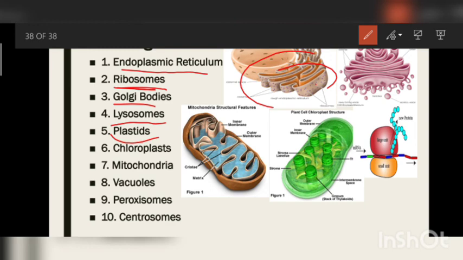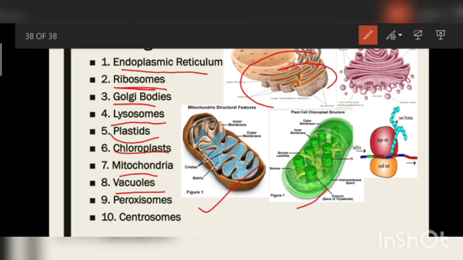Plastids are very important in plants. They help to give color to the leaves and fruits. We will particularly study chloroplast, because chloroplast helps in photosynthesis. This is chloroplast. We see here mitochondria, very important. This is the powerhouse of the cell. We'll study it properly. Vacuoles.